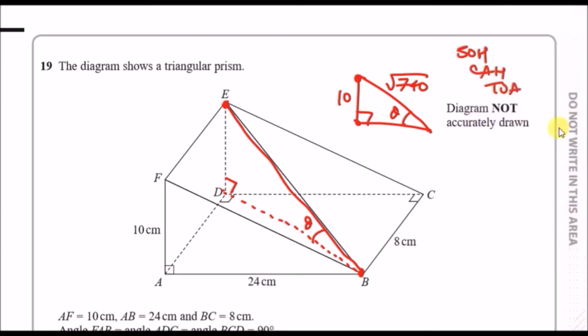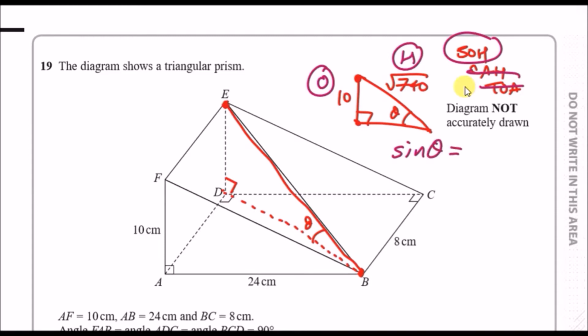So let me just change the colors. Looking at this carefully, at the angle here, we have the opposite and we have the hypotenuse. So O and H. And the only one that has O and H is SOH. So this means we're going to have the sine of the angle, which is theta, equals opposite 10 over hypotenuse H, so root 740. And that's it, guys. All you're going to do now is literally sine inverse. So I've got that. Sine inverse your final result.